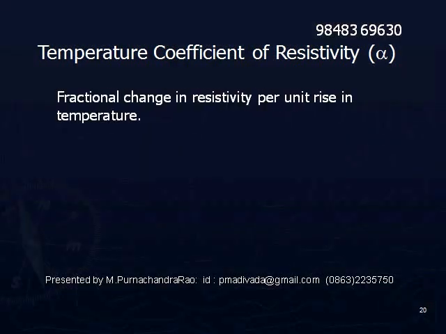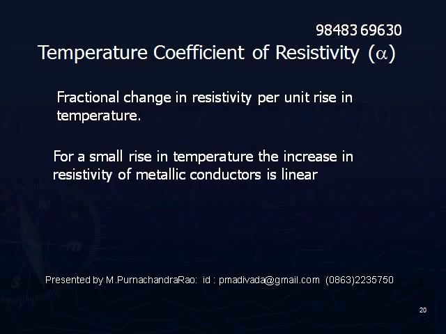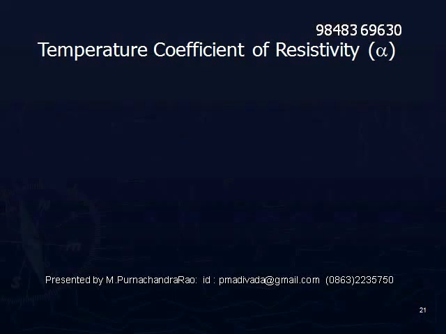Temperature coefficient of resistivity. It is defined as the fractional change in resistivity per unit rise in temperature. For a small range of temperature, the increase in resistivity of metallic conductors is linear. That means the increase is constant over a small range. The increase in resistivity with temperature is constant.